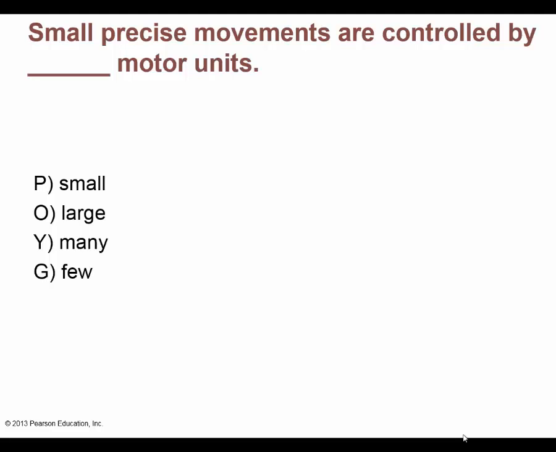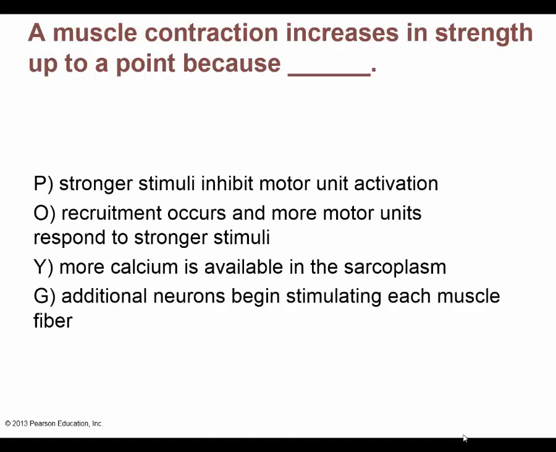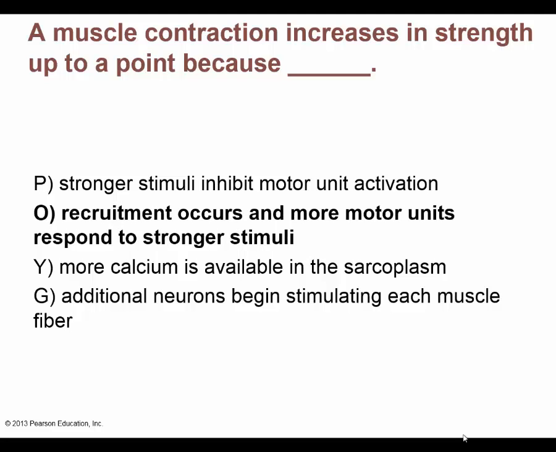Just say it. Small, precise movements are controlled by what number of motor units? It is the small motor units. So small movements, small motor units. A muscle contraction increases in strength up to a point because then what happens? It's because you're recruiting more and more motor units.